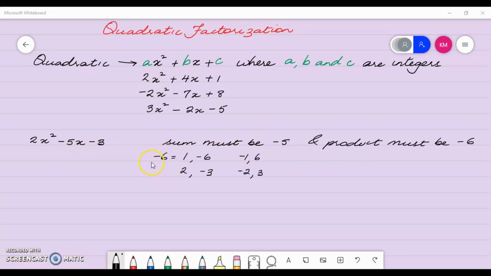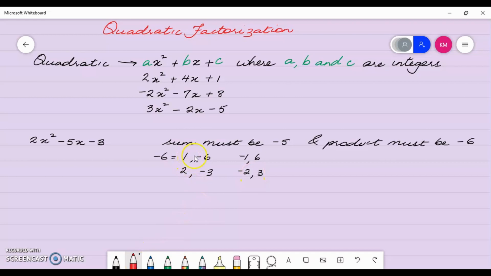Now, if our product must be -6, we should look at values that when multiplied gives us -6. I have 1 and -6. If I multiply those 2 numbers, I'm going to get -6. I also have -1 and 6. These 2 pairs are 2 different pairs. In this case, 1 was positive, and in this case, 1 was negative. We also have 2 and -3, as well as -2 and 3.